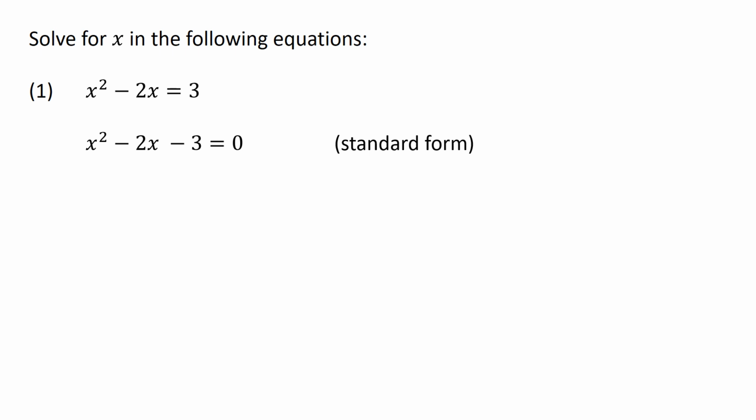This is a trinomial, so we look at the factors of 3. There's only 1 and 3, so you'll have the following two brackets. X minus 3, second bracket, x plus 1 equals 0. If you separate these two brackets, you'll have the following answers. X is equal to 3 or x is equal to negative 1.